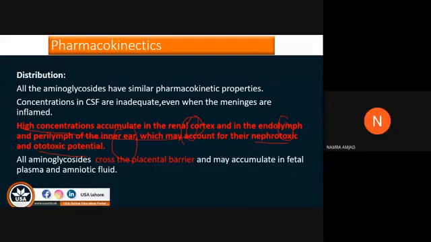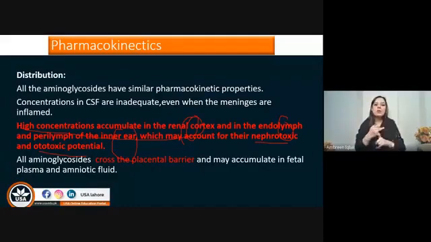I am again going to revise all the drugs that are used as aminoglycosides. They are going to give you two potential adverse effects. Number one is nephrotoxicity, the other one is ototoxicity, because they accumulate in the inner ear and also in the renal cortex. All the aminoglycosides also cross the placental barrier. They can cross the placental barrier, may accumulate in the fetus and amniotic fluid, so we should try to avoid giving them to pregnant women.